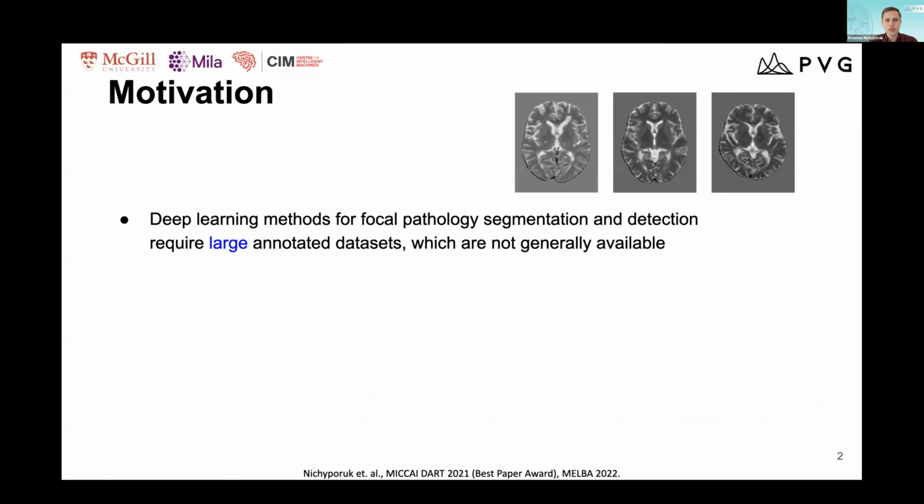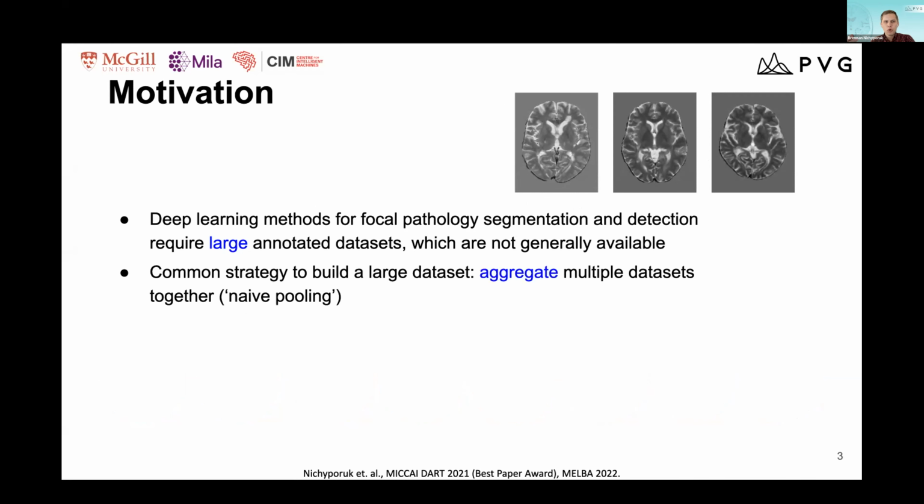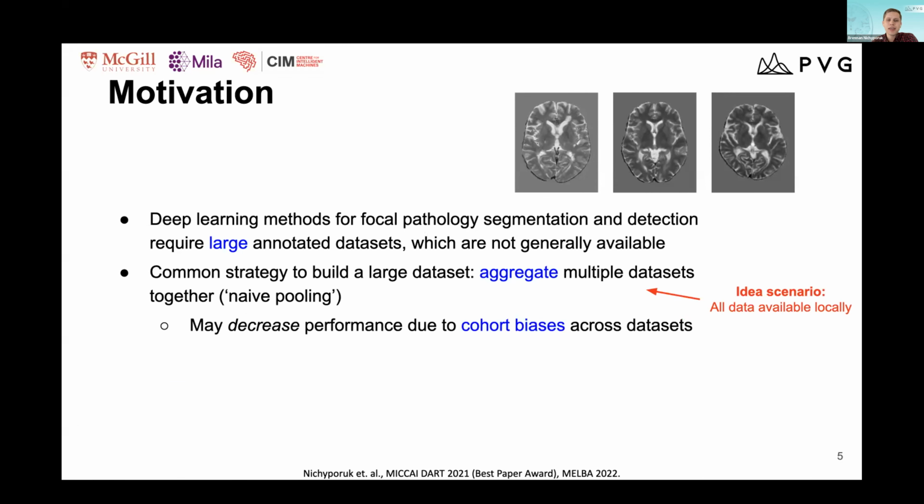So in terms of motivation, as we know, deep learning methods for focal pathology segmentation and detection require large annotated data sets, which are not generally available, which is, of course, one of the big aims that federated learning hopes to solve. Now, one common strategy to build a large data set is to aggregate multiple data sets together, which in this work we call naive pooling. Here we're talking about the ideal scenario where you have all this data available locally, but even then, you may actually see a decrease in performance when you aggregate data due to cohort biases across the data sets.